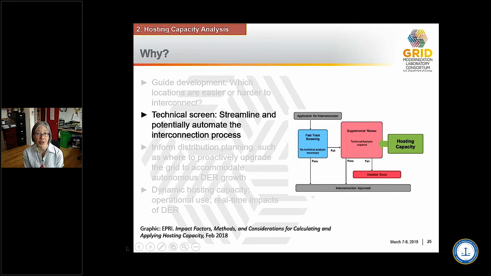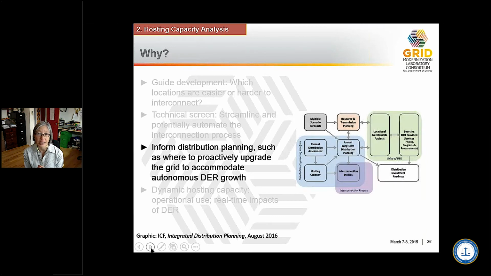For distribution planning, such as where you might proactively upgrade the grid or where you might want to prioritize certain grid modernization investments first, hosting capacity can provide you with information to help with that. Or you could use hosting capacity analysis to show why DER growth is likely to be unlikely in some location because the grid can't handle it. So Carrie, if you go to the next slide.